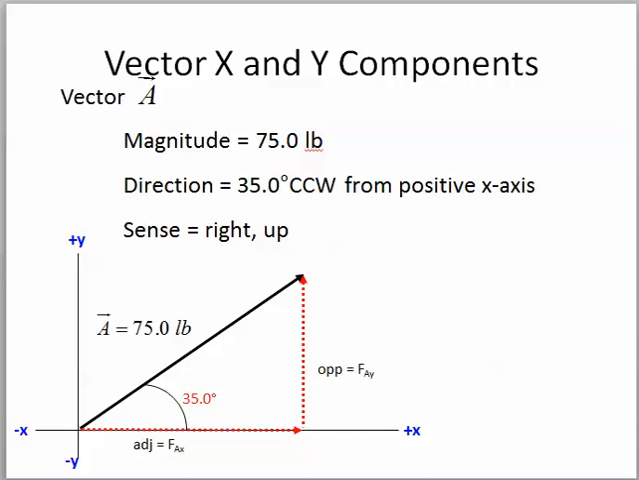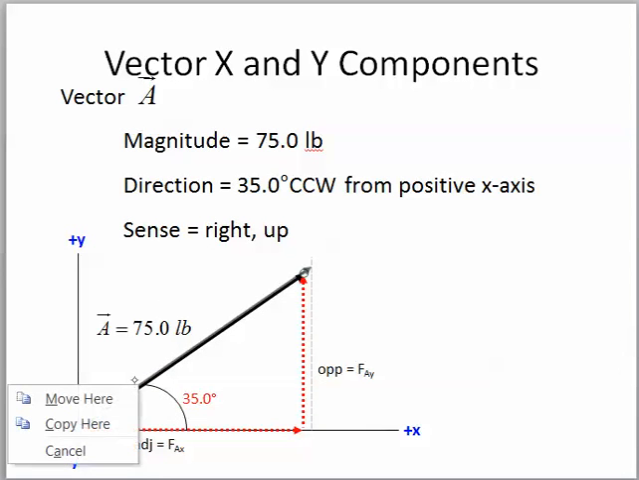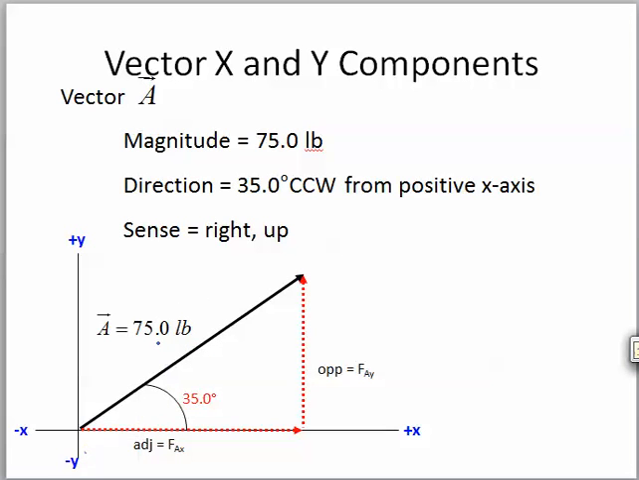Okay, vector and xy components. What we've got here is vector A. I did not mean to move it there. Sorry. We've got vector A here. It's 75 pounds of force, and it's moving at a 35-degree angle. It's moving counterclockwise. You have to go counterclockwise from the x-axis. The sense is to the right and up.